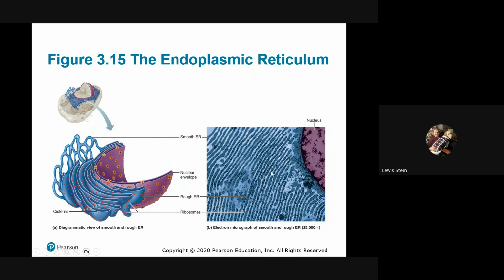When you see an abundance of these, and there's both in all cells, when you see an abundance of the rough, these are typically making proteins and polypeptides for export. Think of a pancreas cell making insulin. It's filled with a vast amount of rough and a little bit of smooth, because you have to have something that's going to be able to make more membrane and process more membrane.